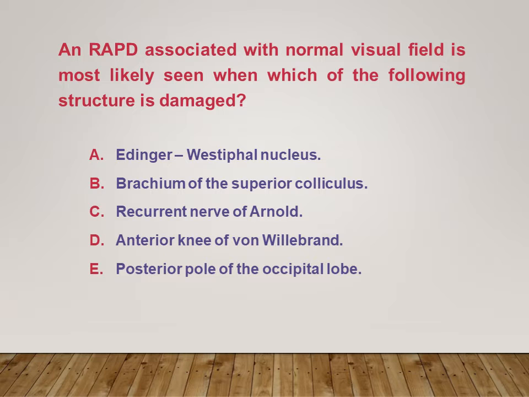Causes of RAPD are massive retinal damage, asymmetrical optic nerve affection, chiasmal lesion, proximal optic tract lesion, and lesion in the pretectal area. And this is the only lesion in the pretectal area which is associated with a normal visual field, as a lesion in the brachium of the superior colliculus causes a contralateral RAPD, and hence there is no visual pathway involved, so visual field defect does not occur.